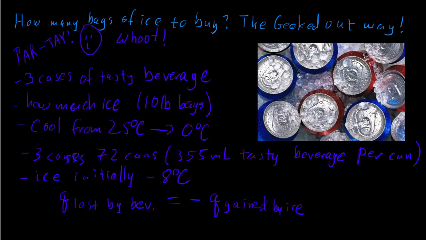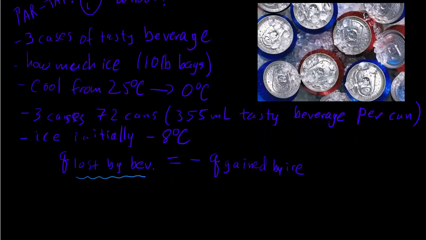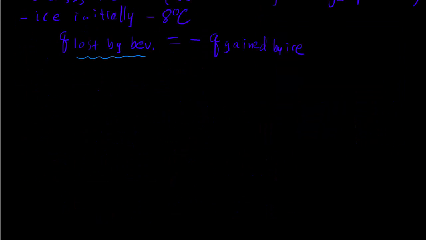So we're going to need to calculate both of these. Knowing how much heat was lost by the beverages, we'll be able to figure out how much ice we need to absorb all of that heat. So that's where we're going. First off, let's try to calculate this heat lost by the beverage. First off, we need to know how much beverage we have. The reason we need to know is because we know a way to calculate something about the heat lost, but it all depends on either knowing moles or grams. So we need to know how much tasty beverage.